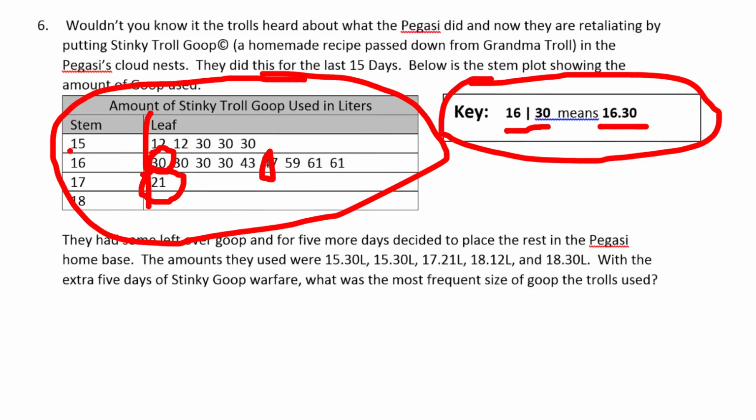You always want to look at all your graph very carefully to make sure you understand it before you start working with it. Also notice that this is the amount of stinky troll goop used in liters. And these L's here then tell us that those are liters as well. So I'm going to clean that up. We're going to get started.